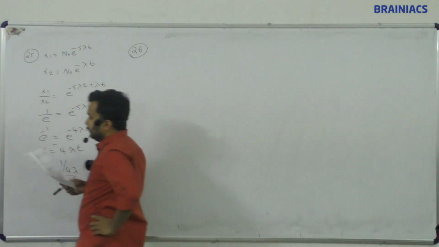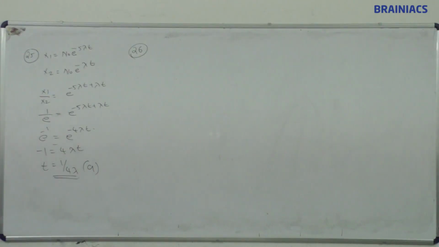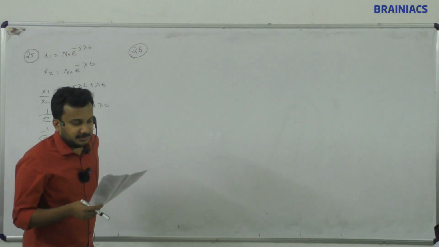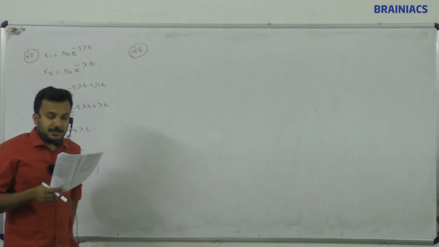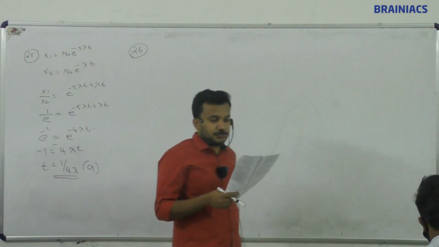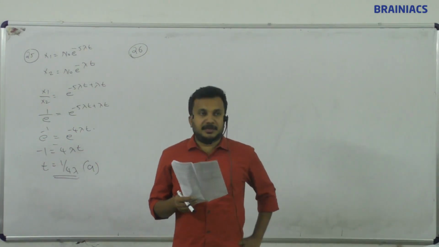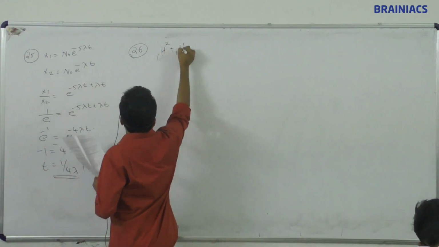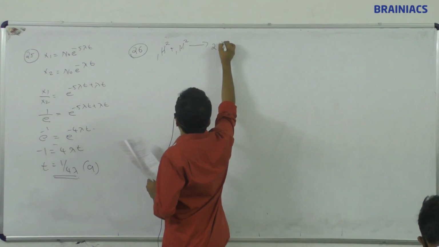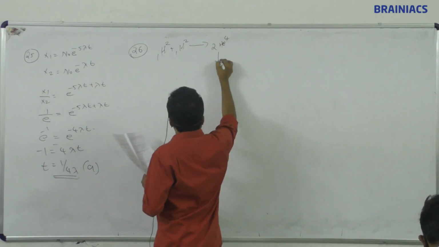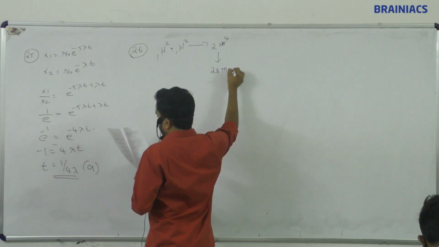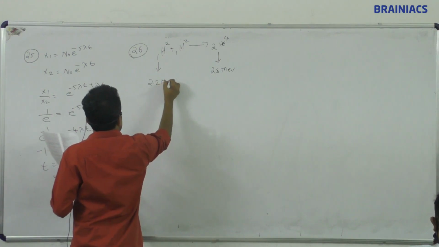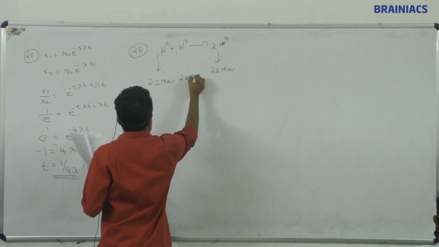26. Binding energy of deuteron is 2.2 MeV and that of helium is 28 MeV. If two deuterons are fused to form one helium, then the energy released. So deuteron means 1H2 plus 1H2 gives 2He4, and this energy is how much? 28 MeV. For one deuteron, what is the energy? 2.2 MeV. So these also will have 2.2 MeV.